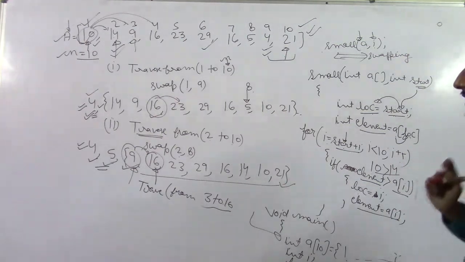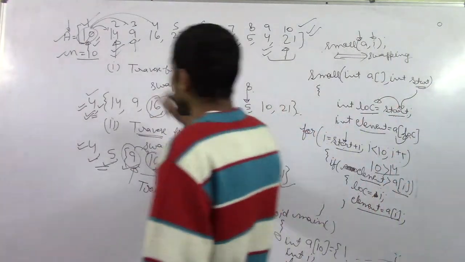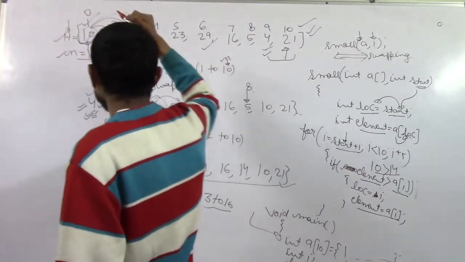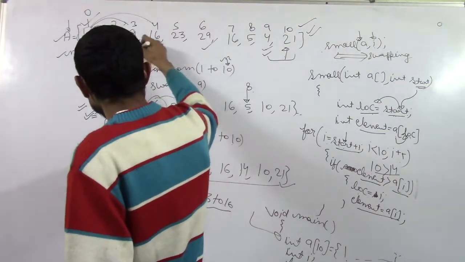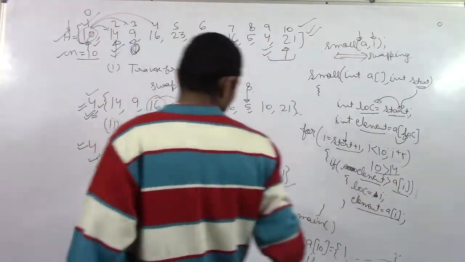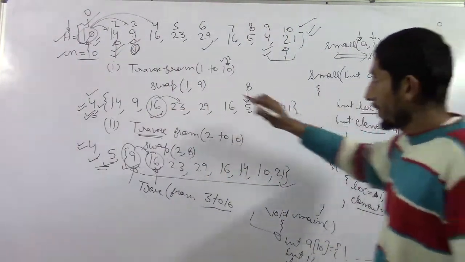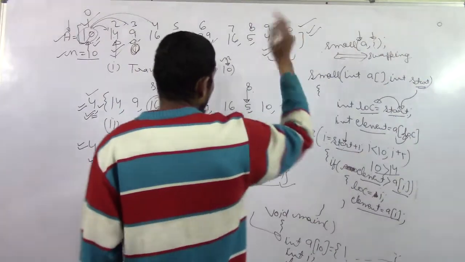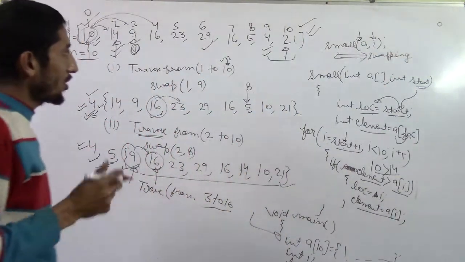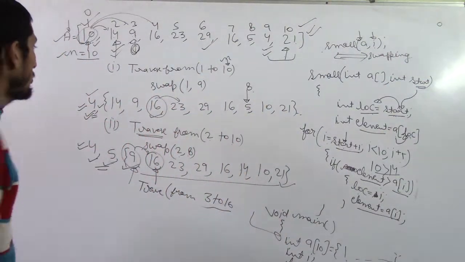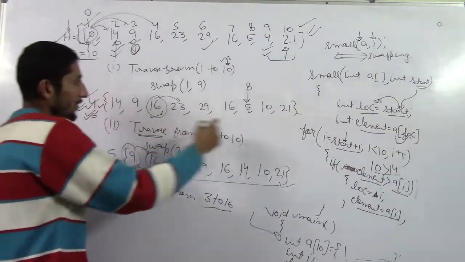Because you had assumed that the smallest element was at location 0, but that is not the case. Till now the smallest number location was 2. So you have copied the value of i into LOC. So you will traverse from here to here and you will find the location of the smallest number. Then what you will do? You will compare with this one.